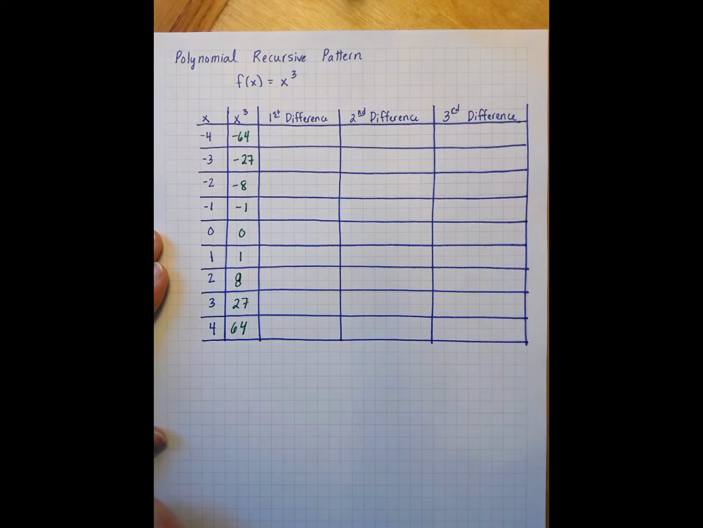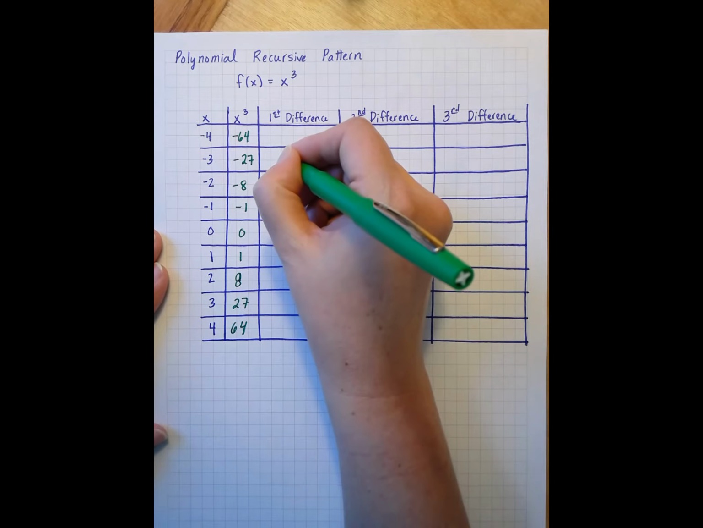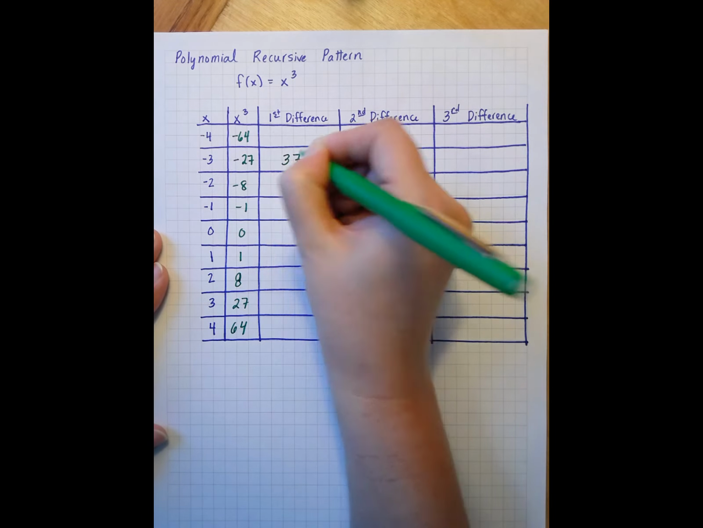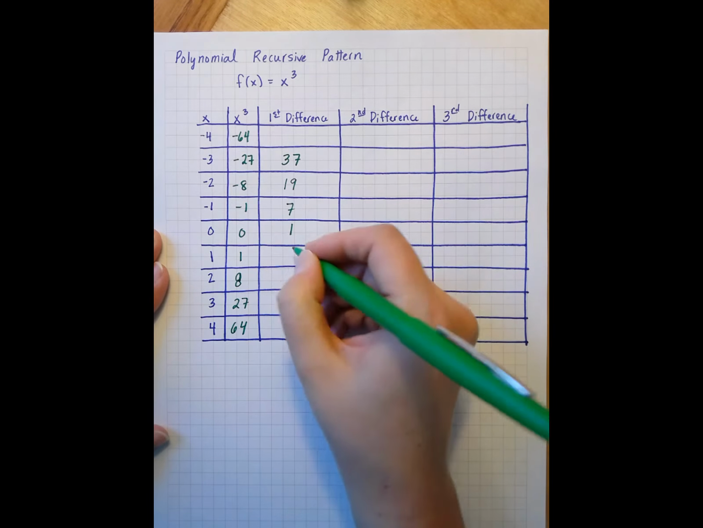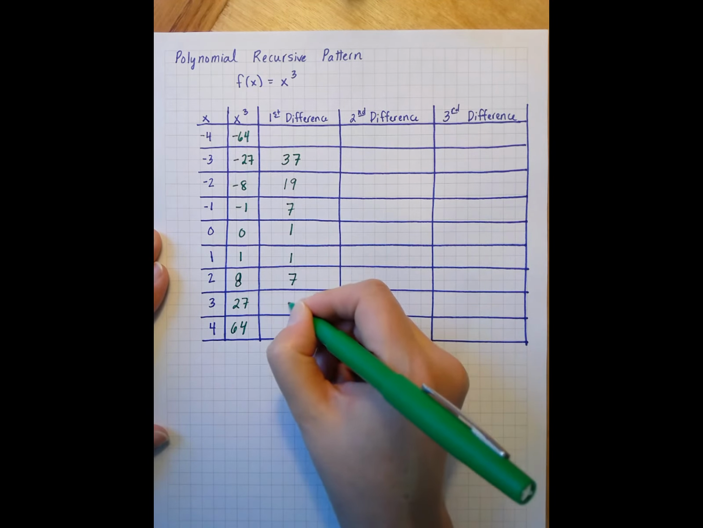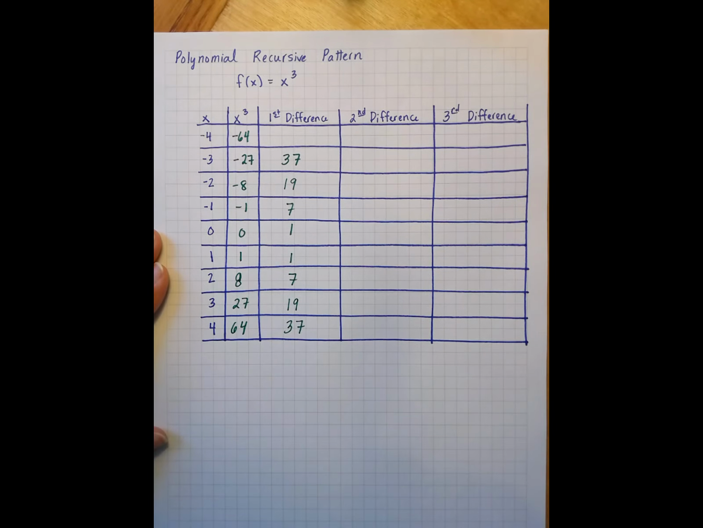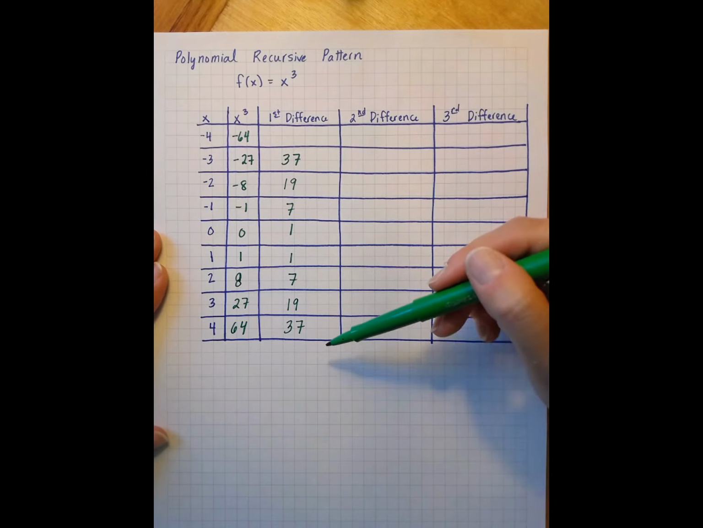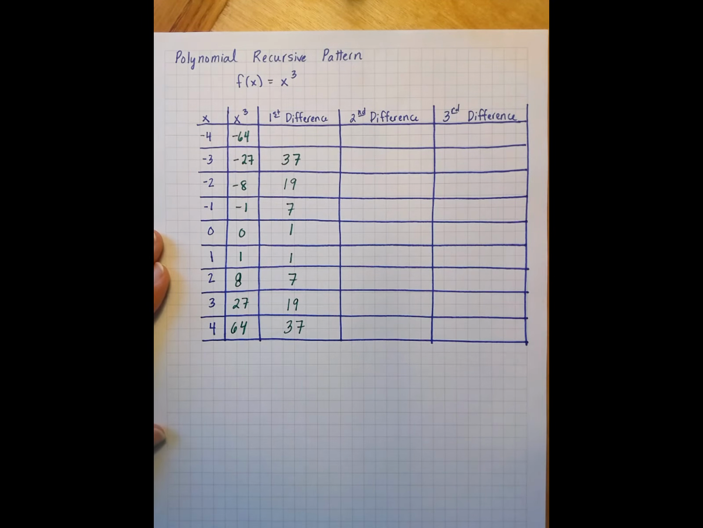So let's see what pattern we see when we have an x cubed function, a cubic function. My difference from -64 to -27 is +37, +19, +7, +1, +1, +7, +19, and +37. When I'm looking at these numbers, I do see a pattern. I've got these 1s happening, these 7s, these 19s, these 37s. So something is happening. But let's go check out the second difference.